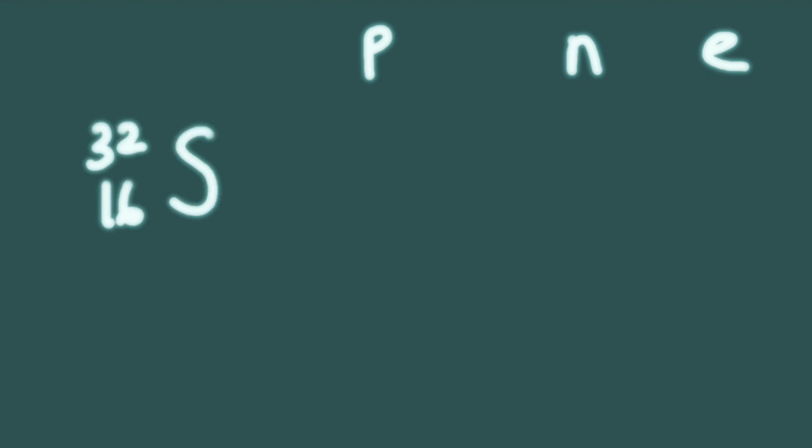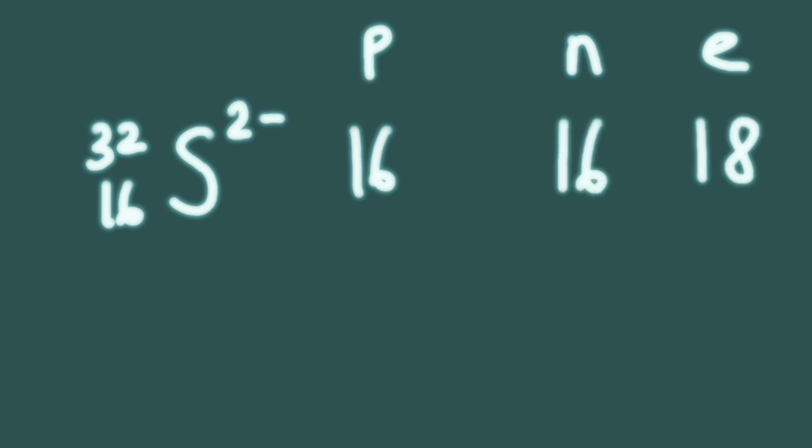Let's look at a sulfide ion. It has a charge of 2-. It has 16 protons in its nucleus, 16 neutrons and 18 electrons because it has gained 2 negative electrons.